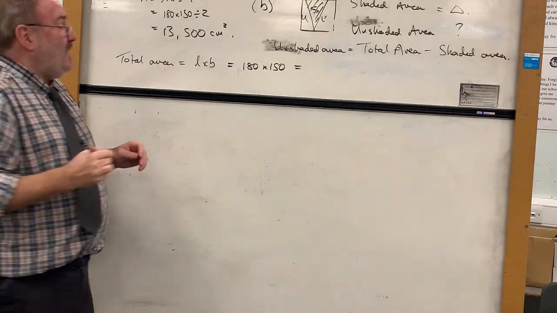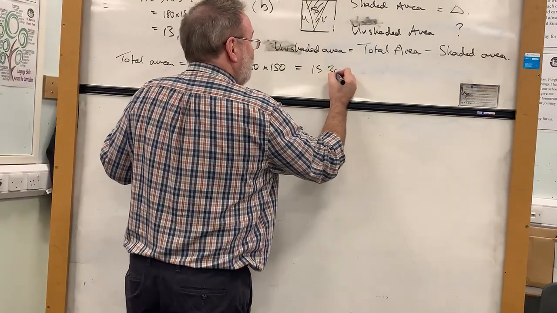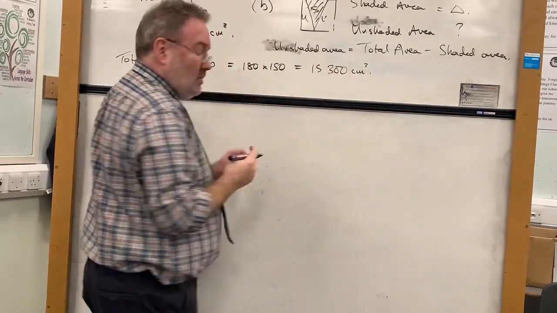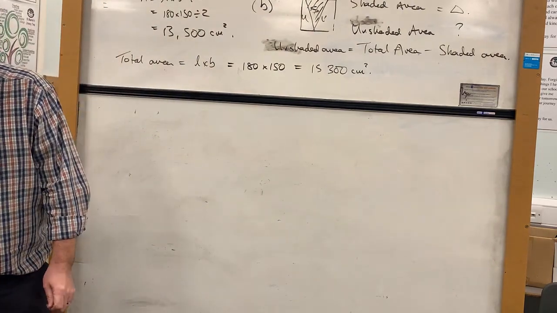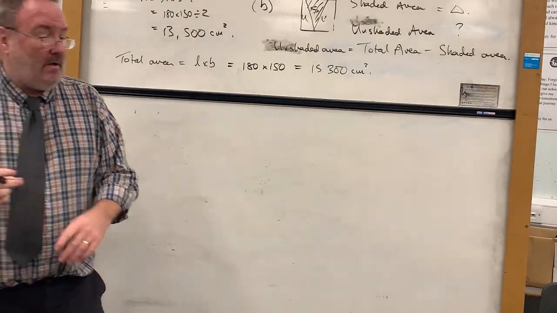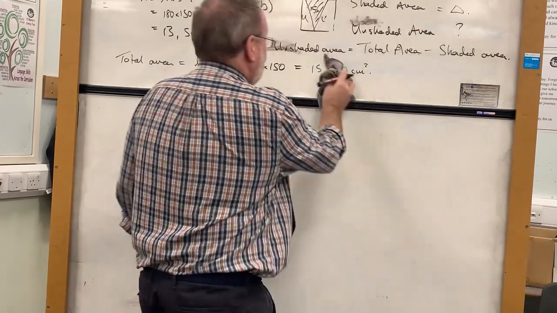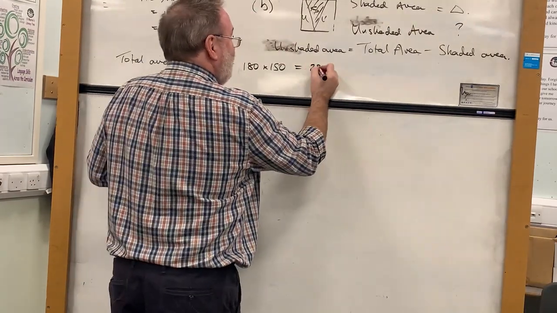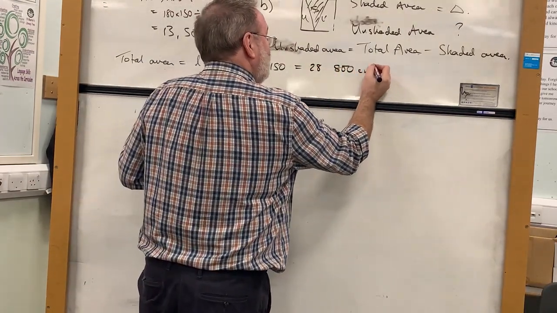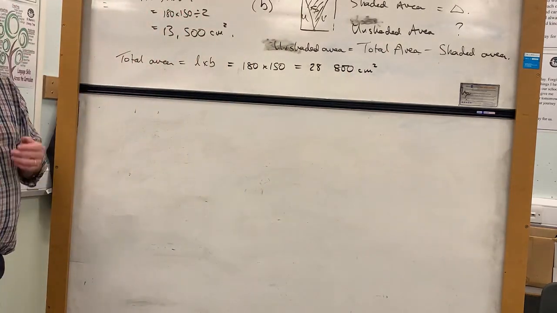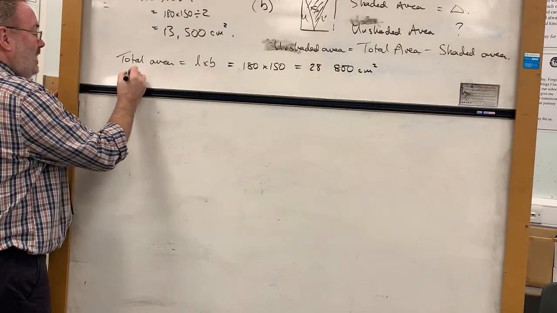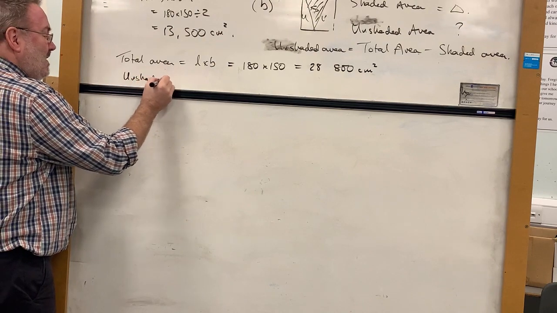Now if we work that out, and again I'll check my working, that'll give us 15,300 square centimetres. No, it won't. That'll give me, that's the next answer, I beg your pardon. That'll give me 28,800 square centimetres.